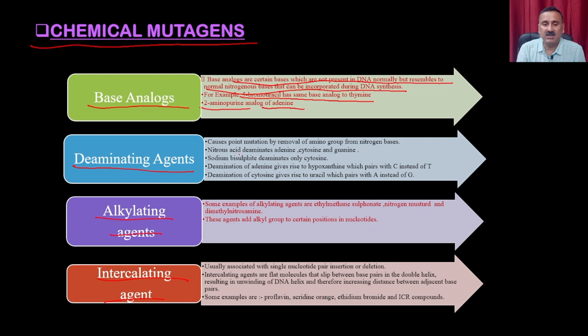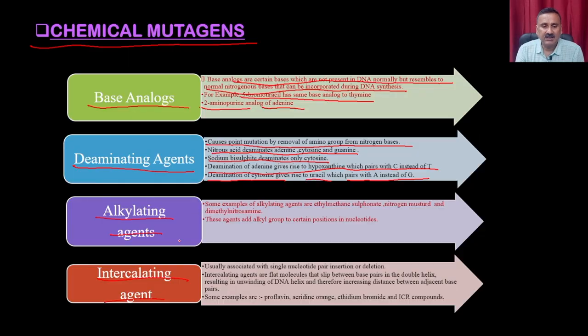Then we have the deaminating agents, which cause point mutation by removal of the amino group from the nitrogenous bases. Nitrous acid deaminates adenine, cytosine and guanine. Sodium bisulfite deaminates only cytosine. Deamination of adenine gives rise to hypoxanthine, which pairs with C instead of T. And deamination of cytosine gives rise to uracil, which pairs with A instead of G, and this causes problems in the first generation as well as in subsequent generations, because of the C to T mutations and the A to G mutations.